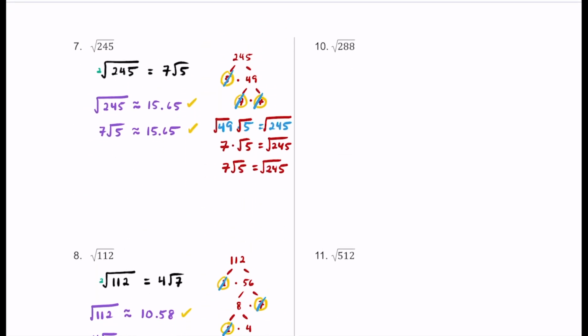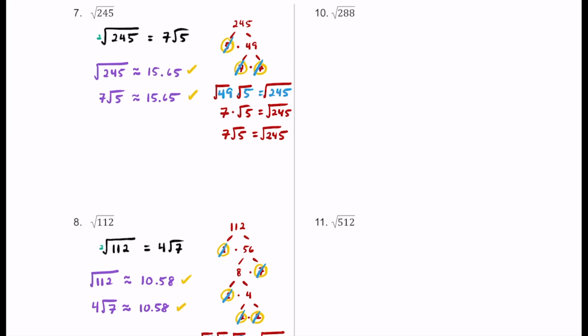For number 10, we have the square root of 288. Let's go ahead and write that down. Let's take the square root of this thing. Let's take this 288 and break it down into some smaller numbers to see what factors we can come up with. So maybe 2 times 144. And this 144 might look already familiar, which is great.